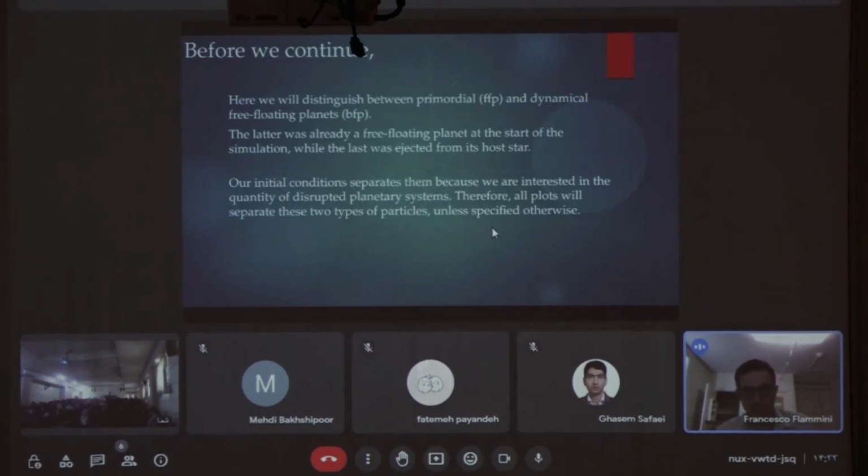So we will have both free-floating planets and dynamical free-floating planets, in the sense that since we start with free-floating planets, we identify those as FFP, while the dynamical free-floating planets, the ones that form from the ejection from the host star, will be called bound free-floating planets, as here.